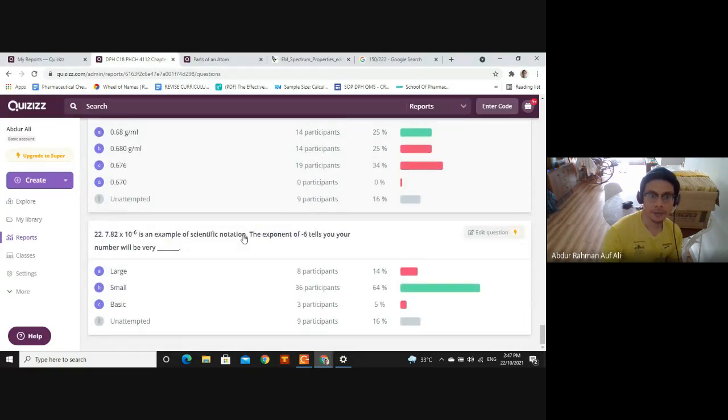Next one, 7.82 is an example of scientific notation. The exponent of the negative 6 tells you your number will be very small to very large. So if the indicator is negative, maksudnya nombor tu akan jadi sangat-sangat kecil. So how do you know? Kamu boleh expand this value 7.82. So take it to the left.